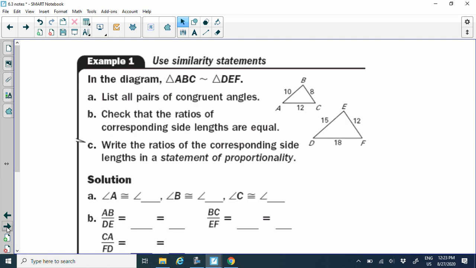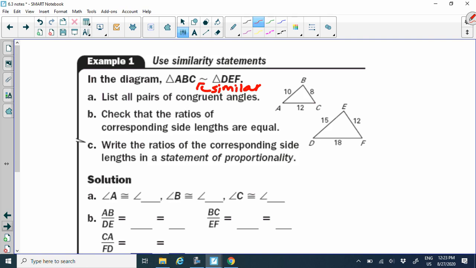Let's do our first example. In the diagram, they are telling us that triangle ABC is similar, remember that little squiggly line means similar, to triangle DEF. Okay, let's take this one at a time. List all pairs of congruent angles.